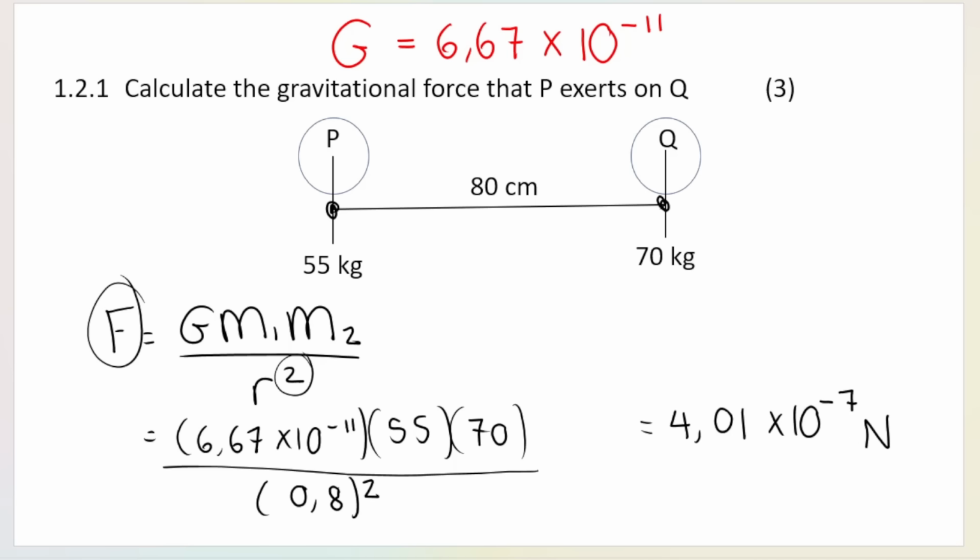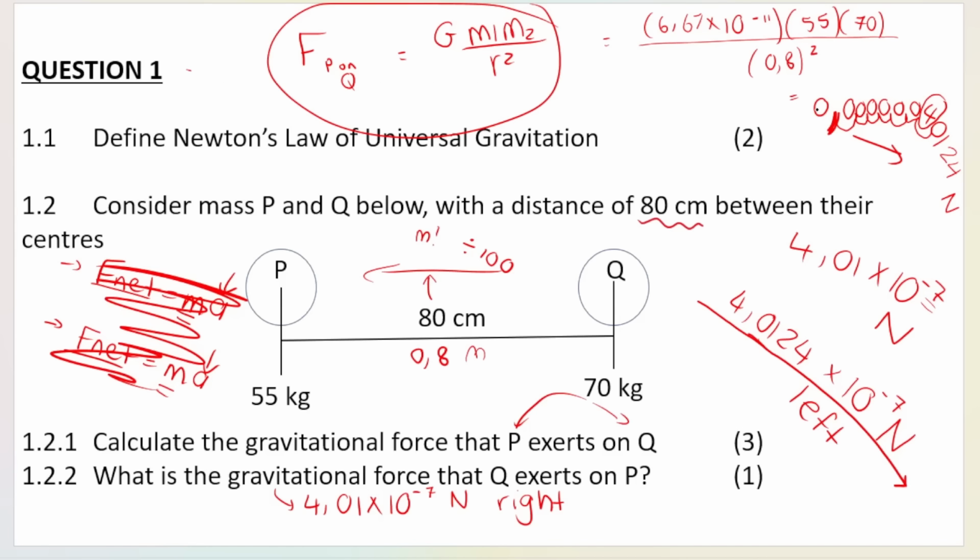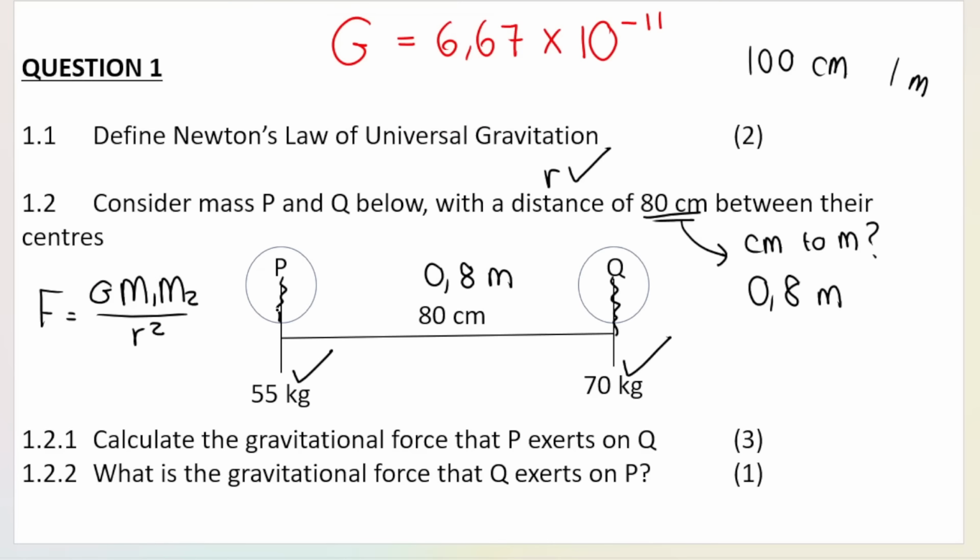It actually means, and I wrote it over here, that my answer is 0.000000401 newtons. That's what that means. And let's just remember, the question said the force that P exerts on Q. So P exerts on Q. So what does P do to Q? Well, it will pull Q this way. P will exert an attractive force on Q.